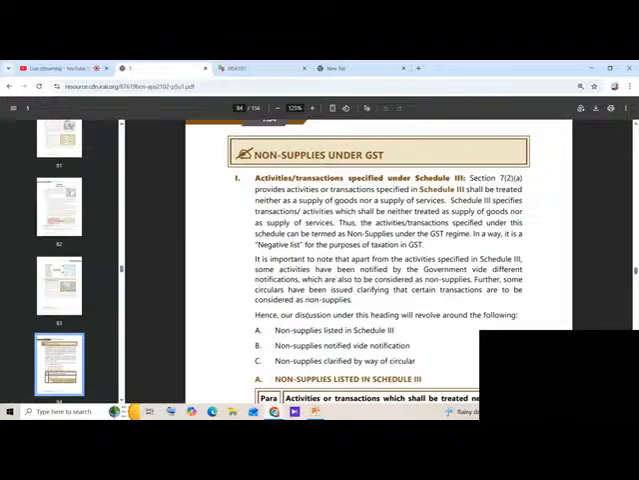provides activities or transactions specified in what? Sorry. In Schedule 3 shall be treated neither as supply of goods nor a supply of services. Schedule 3 specifies transactions or activities which shall neither be treated as supply of goods nor as supply of service. Thus, the activities or transactions specified under this schedule can be termed as non-supplies under the GST regime. In a way, it is a negative list for the purpose of taxation in GST.